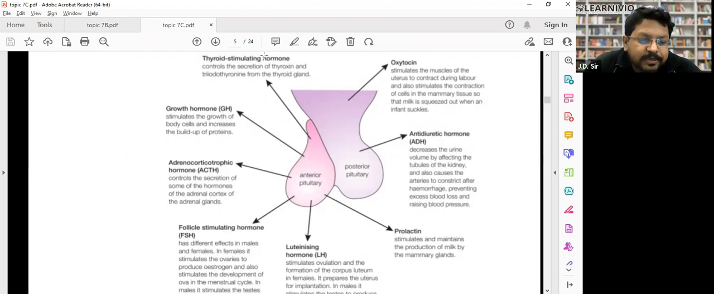Adrenocorticotropic hormone, ACTH, controls the secretion of some hormones of the adrenal cortex of the adrenal gland. They will control the hormones of the adrenal gland, right?